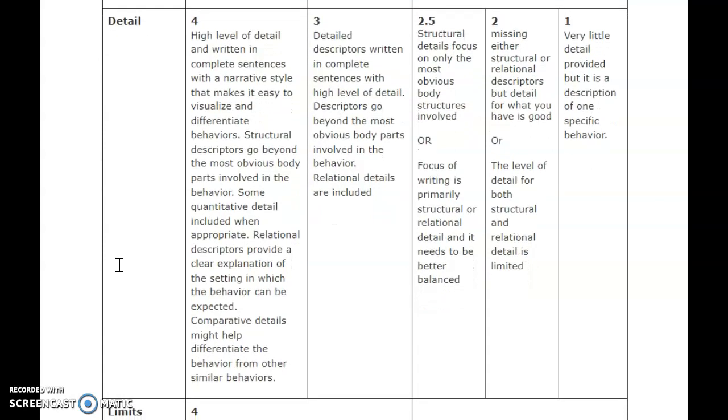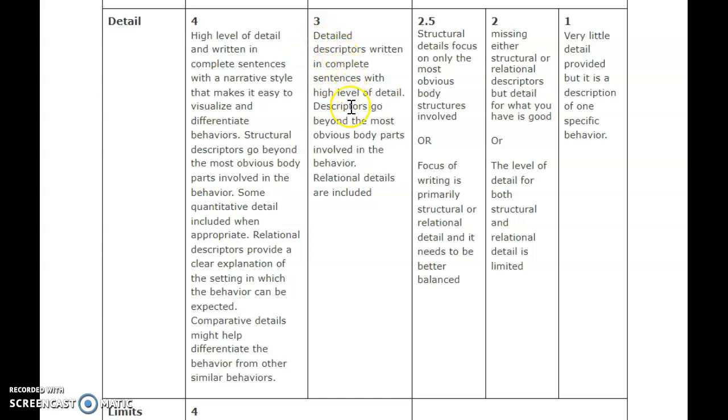A lot of times students start off earning either a 2 or a 2.5 on this part, and it's usually because they tend to focus on either one or the other. They just focus on the body parts of the animal, or they're just focusing on where the animal is, and they don't include both things.